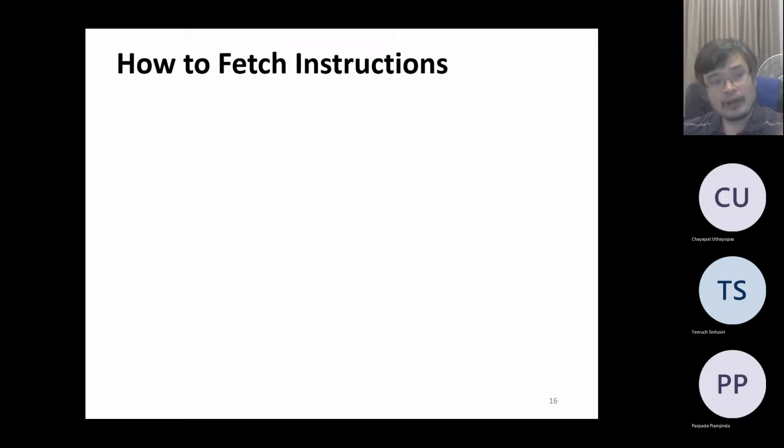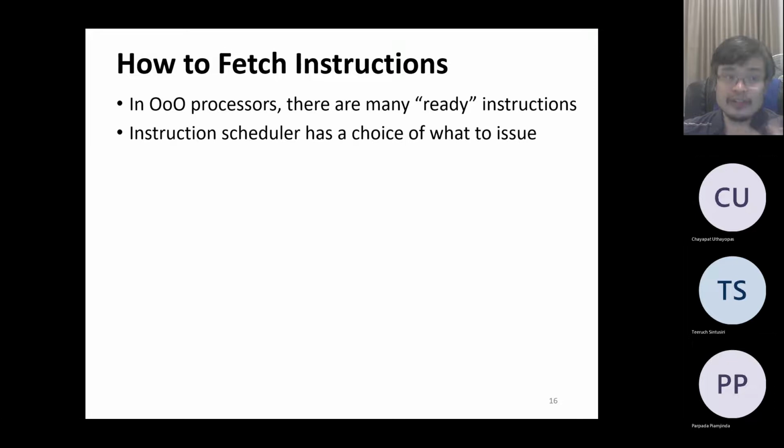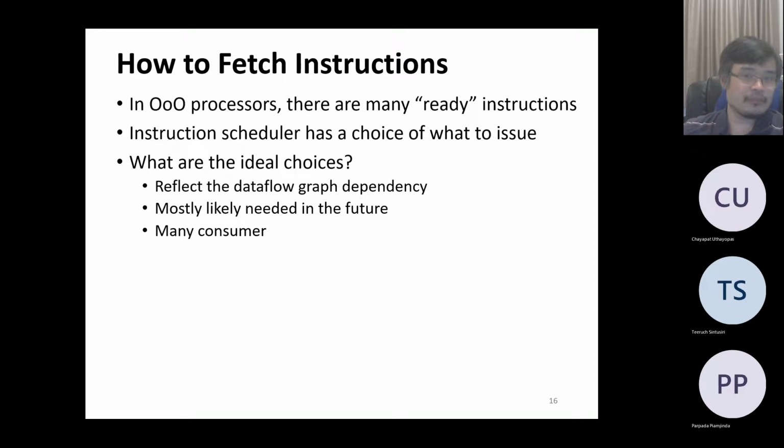And then if you talk about fetching instructions, right? In an out-of-order processor, there are so many ready instructions, and the scheduler has a choice of what instruction to issue. So what are the ideal choices? For example, you can think of the data flow graph, right, and figure out who might become the bottleneck in the future. For example, if I have an add instruction that generates data for many other future instructions, then I would try to process that instruction that has a lot of consumers first, right?